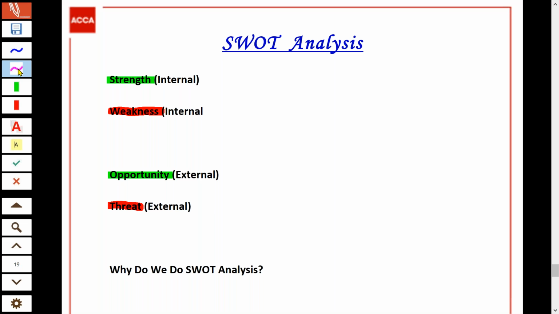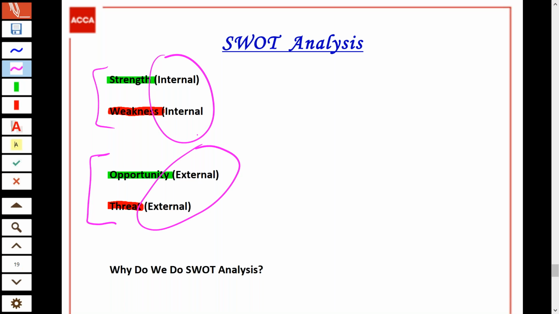So the thing is, strength and weakness, these 2 are used for internal purposes, anything to do internally with the company. If it's good, we'll call it strength. If it's bad, we'll call it weakness. And the other 2, opportunities and threats, are used for external factors. Anything which is outside or beyond the control of the organization, if it's good, we will say it's opportunity. If it's bad, we will say it's threat. Easy?